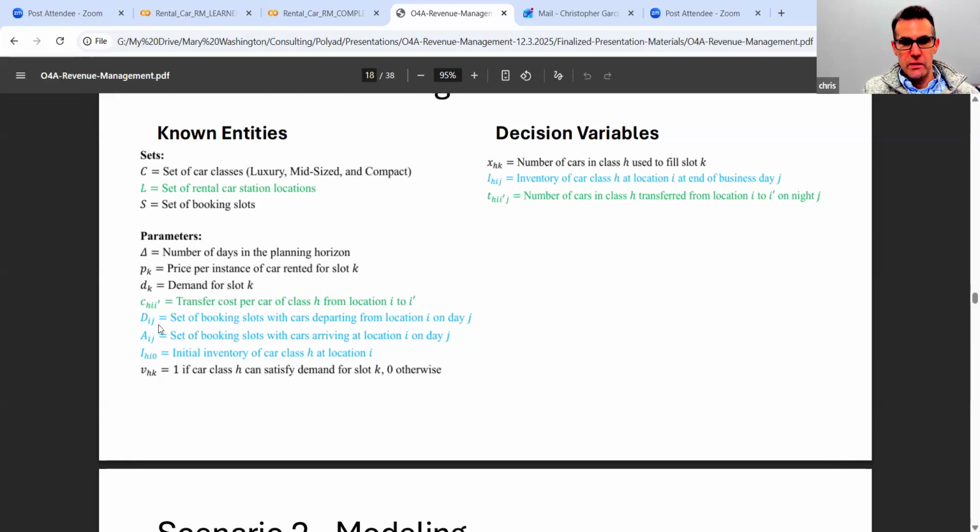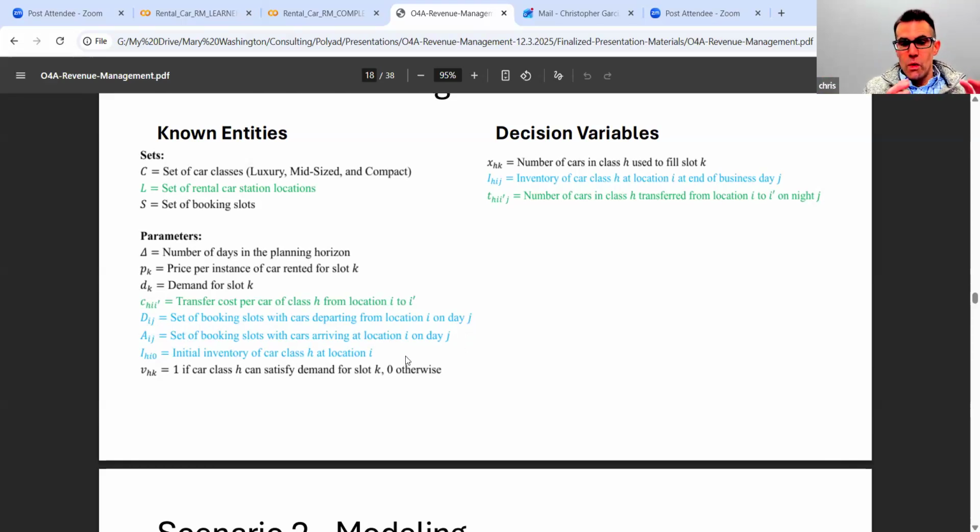Instead of just D_J, which is a set of booking slots with cars departing on day J, we have to have this for each location. So instead of just D_J like we had before, we're going to call this D_IJ. So D_IJ is a set of booking slots with cars departing from location I on day J. And A_IJ is going to be the set of booking slots with cars arriving at location I on day J. So this is my departures and arrivals.